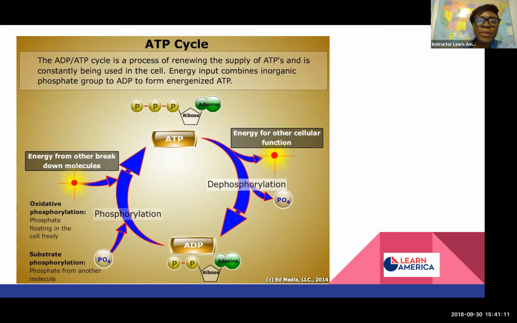This ADP and ATP cycle is a process of renewing and supplying ATP and is constantly being used in the cell. Energy input combines an inorganic phosphate group with ADP to form energized ATP. So you're probably wondering what that is all about. Let's break it down. Let's start at the bottom, where we see ADP. ADP is a low energy molecule that's found throughout your body. It's made up of this sugar called ribose. There's that OSE again to remind you that that's a sugar. We have adenine attached to it, and we have a phosphate group.